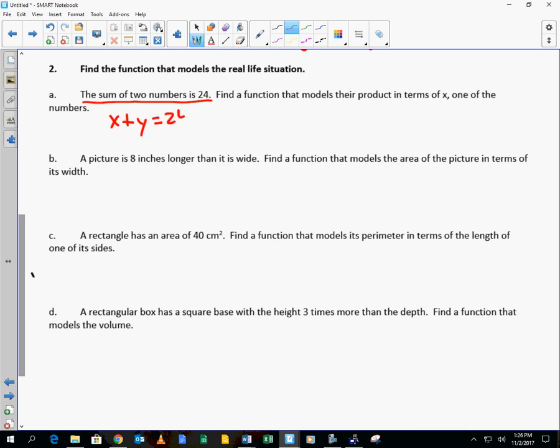Good. Now, I'm going to look at what function I'm trying to write. I'm not trying to write a function for the sum. I'm trying to write a function for the product. So their product. Product is equal to x times y. This is the function that I want. But I want a function just in terms of x, not in terms of y. How do I get rid of y?